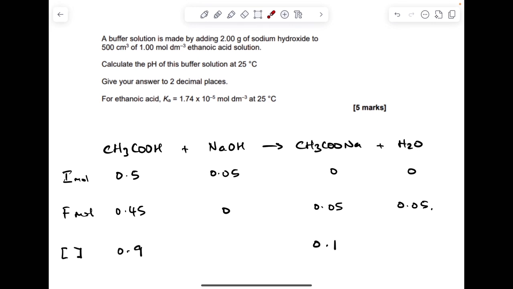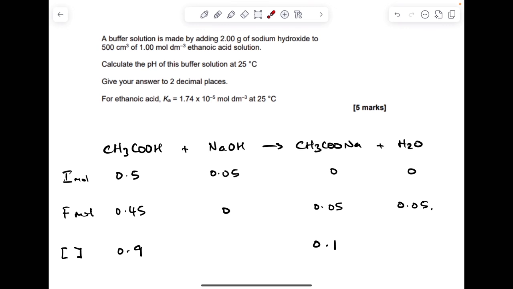Next thing I've done is worked out the concentrations of these key components. All I've done is taken the moles that are left at the end and divided by the volume. So they're in 0.5 decimetres cubed. So we've got 0.9 for the acid, 0.1 for the salt. Now we don't actually need to do this step, I'll explain in a second why, but I'm just going to go through the standard procedure.